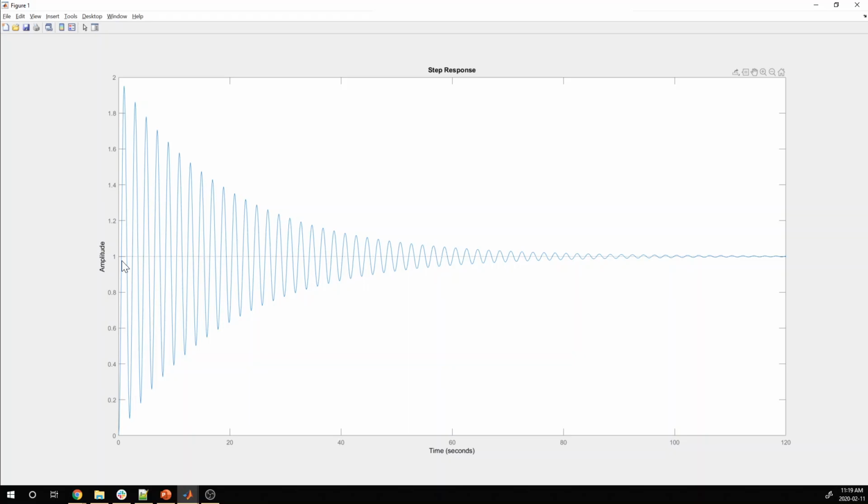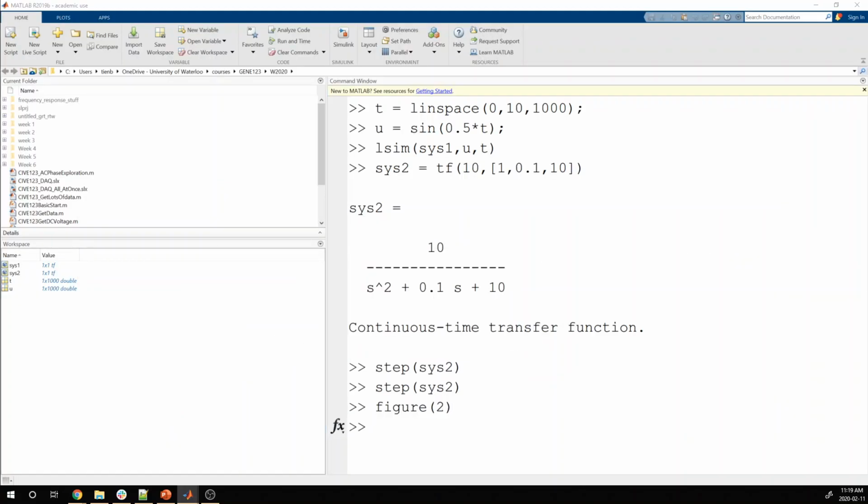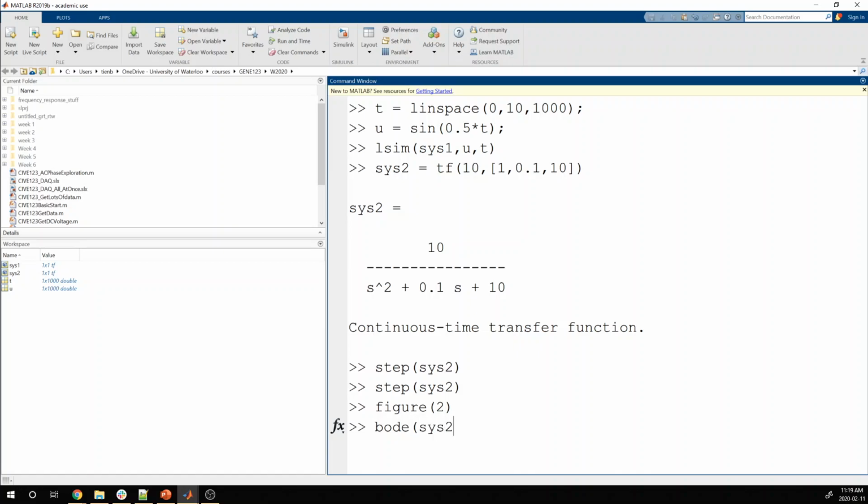The other thing I'd like to note is that this is a step response, a unit step in fact, and my amplitude is 1. So once again, the settling response is going to have an amplitude of 1. When I look at my Bode diagram, what I'm going to see is a magnitude of 0 at DC, at 0 frequency. Let's take a look. So I'm going to make a new figure just so I don't lose that one. And I'm going to Bode plot system number 2.